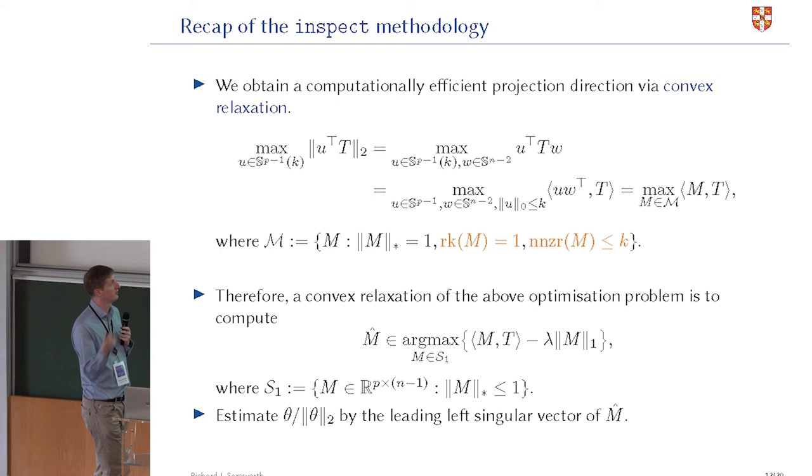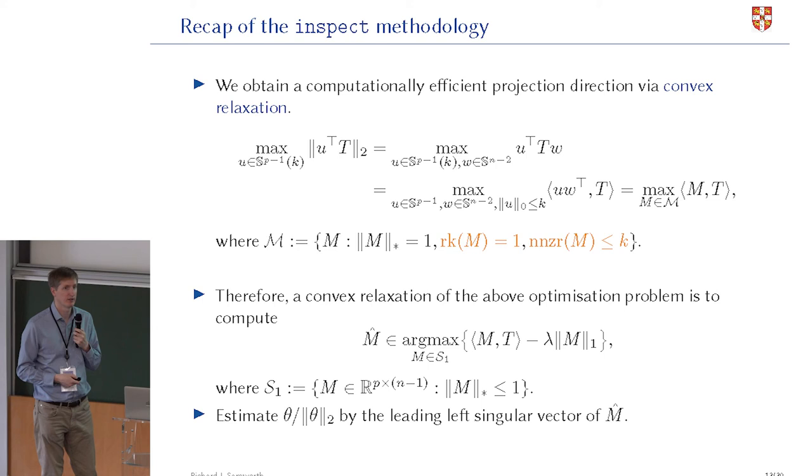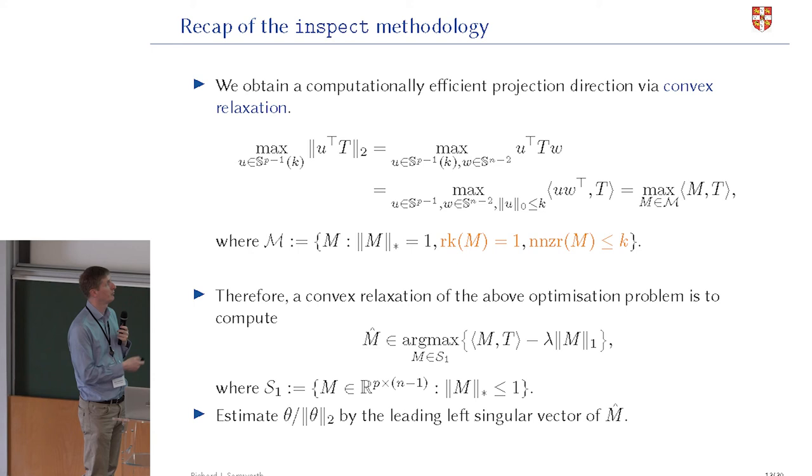And so we end up with an optimization problem, an objective function that's linear in this matrix M, where M belongs to this set of matrices that have nuclear norm 1, rank 1, and the number of non-zero rows less than or equal to k. Well, these orange constraints here are non-convex. So the idea is just to form a convex relaxation by putting an L1 entry-wise penalty on this matrix M. And then we try to optimize this over the unit ball in the nuclear norm.